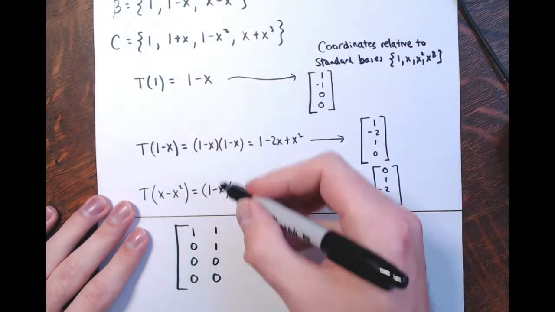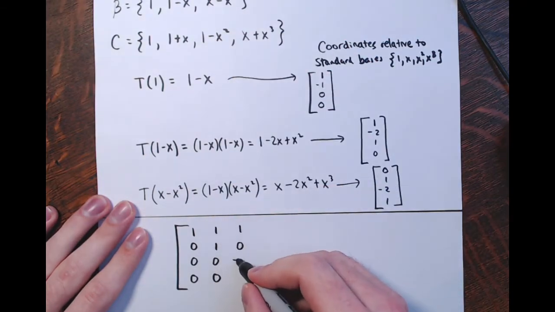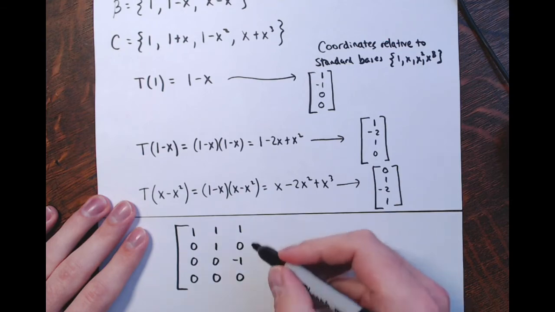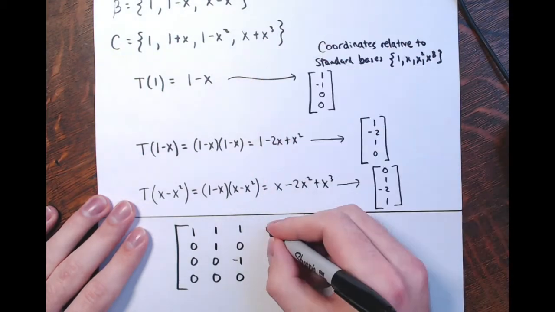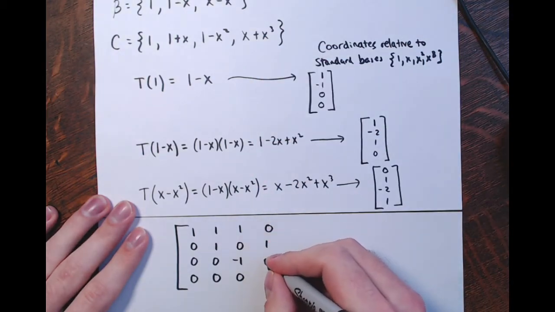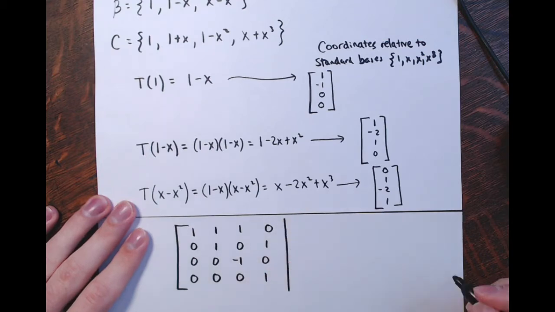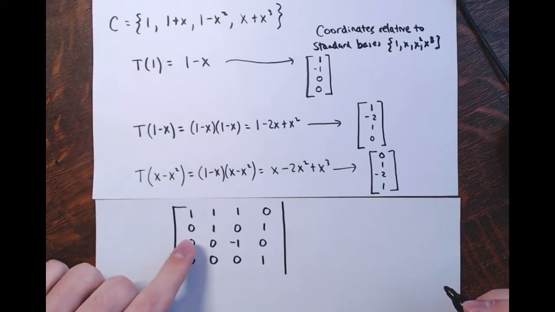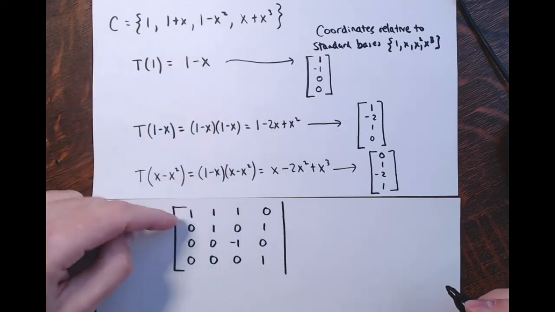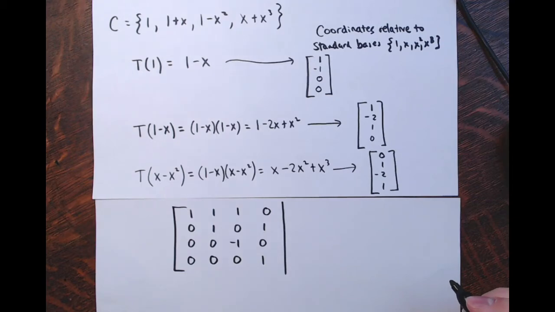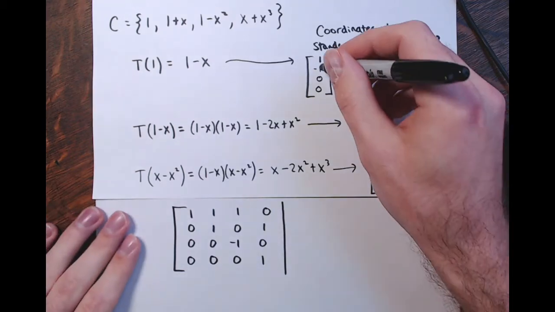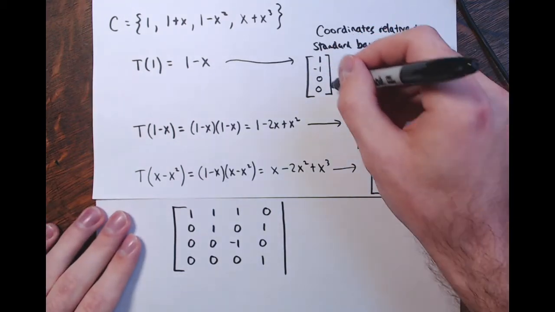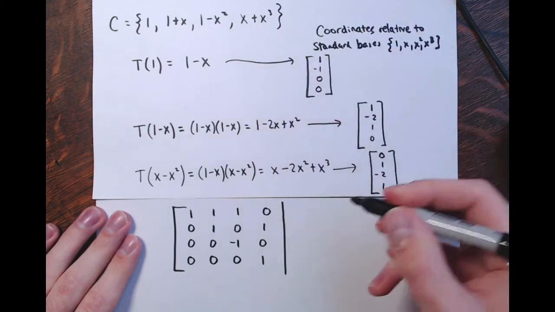1 minus x squared is 1, 0x, negative 1x squared, 0x cubed. And then x plus x cubed is 0, 1x, 0x squared, 1x cubed. Right, so here are the basis C vectors, written in terms of coordinates relative to the standard basis. And then over on the other side, the three vectors I want to find the coordinates of relative to C.